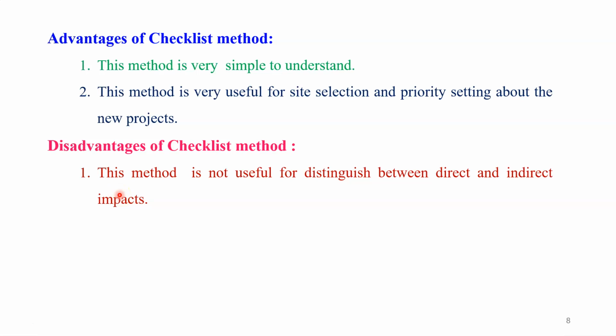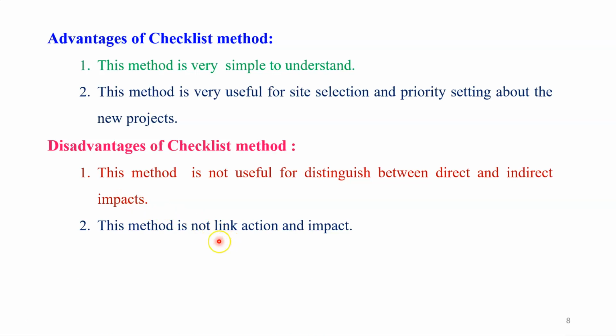Therefore, most people do not use this method because we are not able to clearly distinguish between what the direct impact of this project will be and what the indirect impact of this project will be on the local condition. So that is why this is an important drawback. People generally avoid this method.